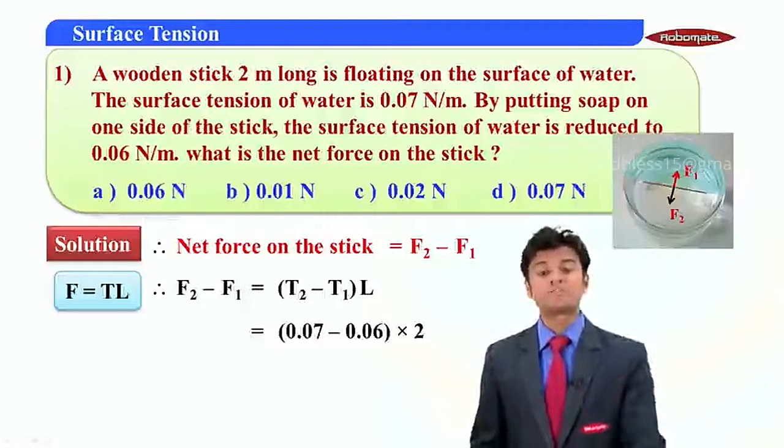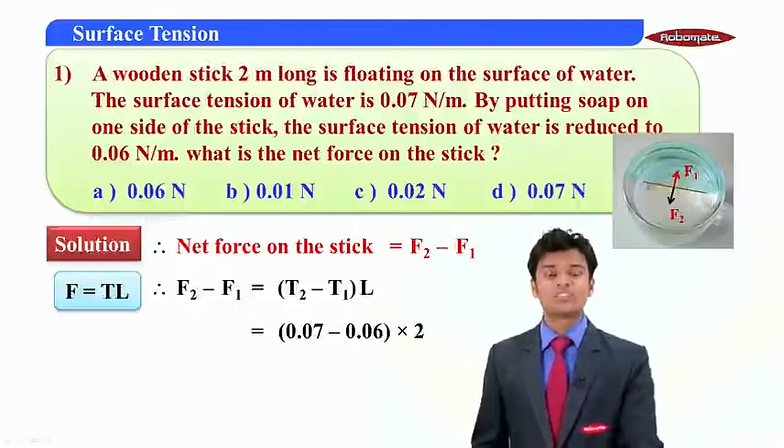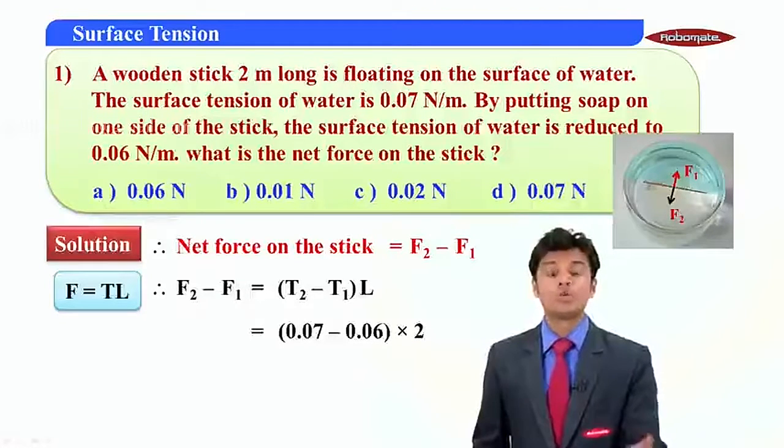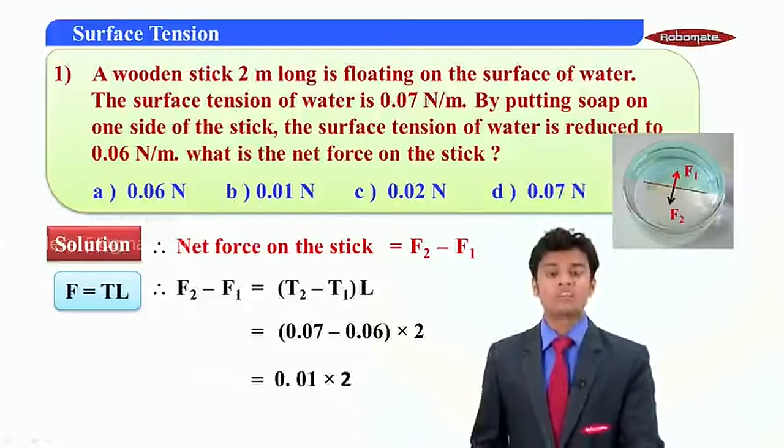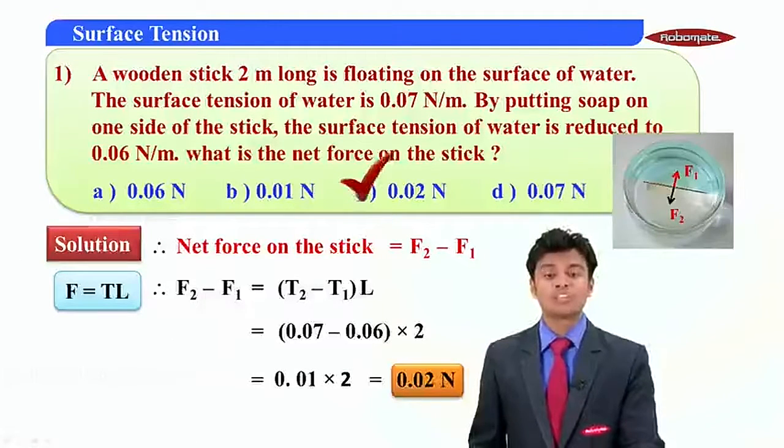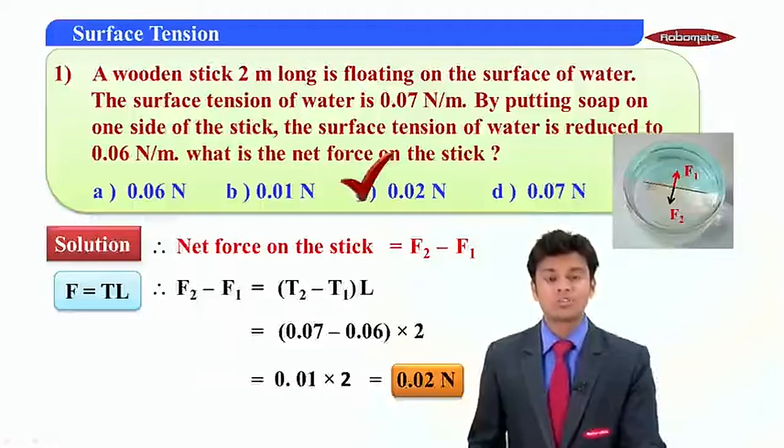Now if I substitute the values, T2 is given to us as 0.07, T1 is given to us as 0.06, and L is given to us as 2 meter. If I solve it further, I get 0.01 into 2, which is nothing but 0.02 newtons. So the correct answer is option C.